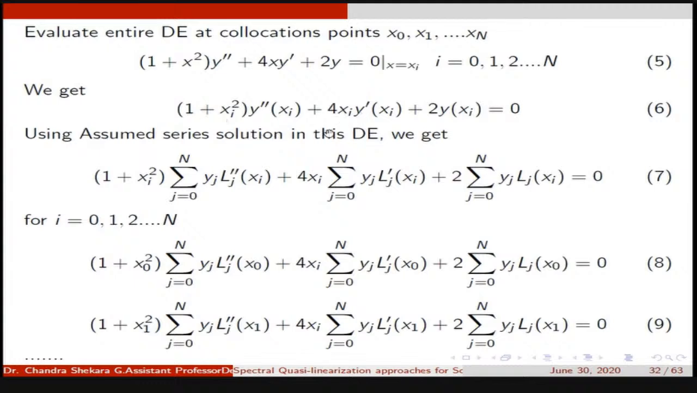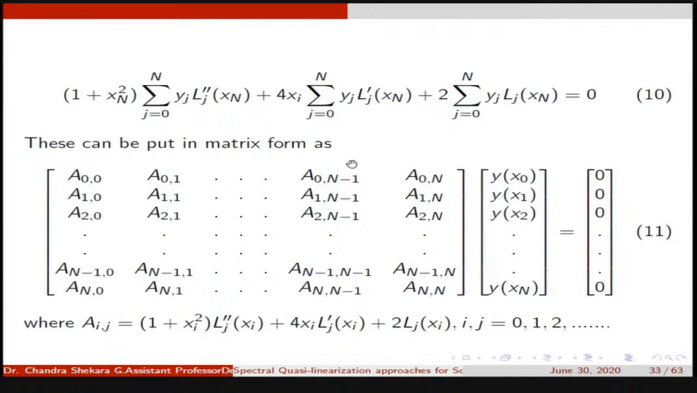Then you substitute that solution, whatever we assumed in terms of Lagrange's polynomials. If I substitute that, this becomes summation yj into lj double dash, and this becomes 4xi into yj times l dash, and so on. This is substituting the assumed series solution in the differential equation. Then you expand this summation and compute at each collocation point. Then we'll get a system of equations. That system of equations we can represent in matrix form, as I mentioned. This matrix aij is nothing but a differential operator.